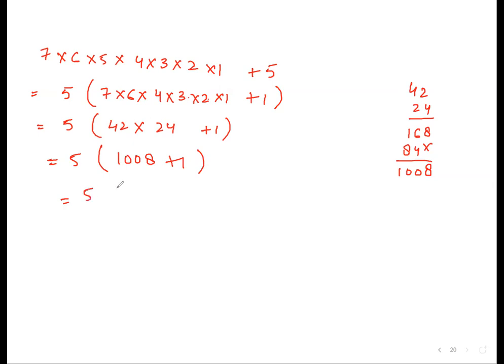Okay, so 5 into 1009, right? So you do prime factorization of 1009 now. Okay, can I try it with 3? No. Which number can I try? I think 7? No.